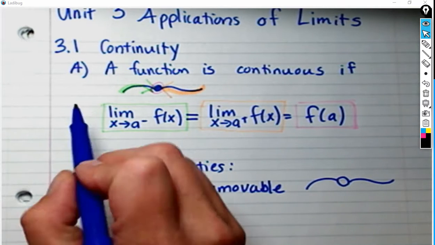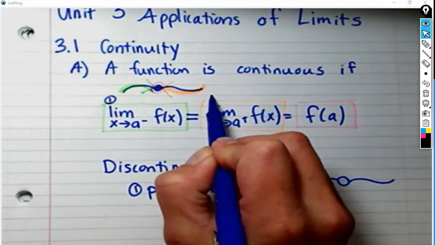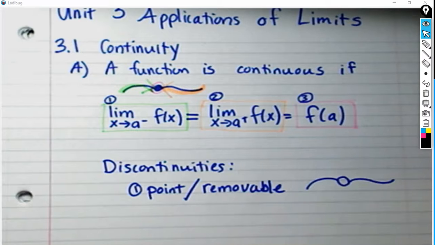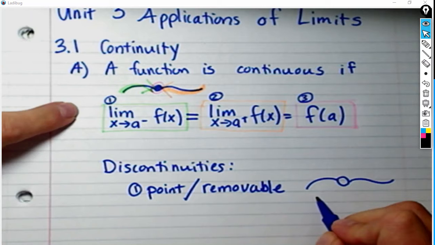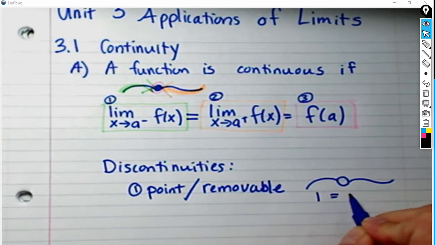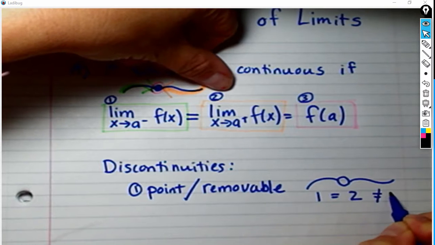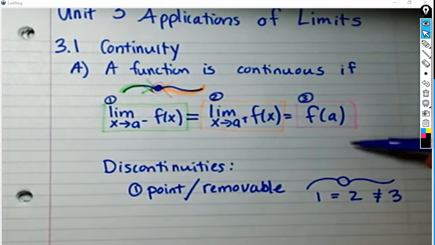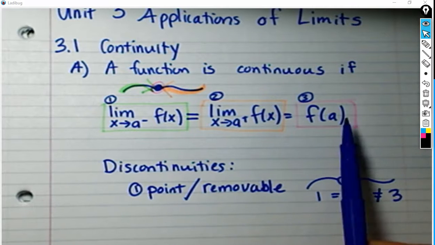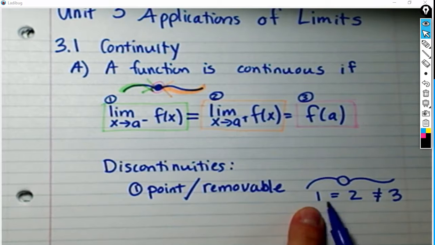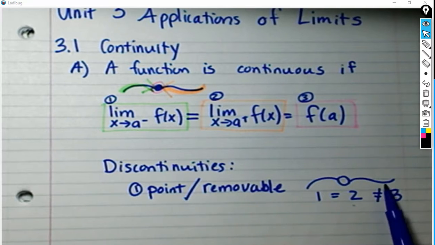Now, so I don't have to rewrite a ton of things here, 1, 2, 3, we have 3 statements up there. I'm just going to write down the numbers here. So the left limit is actually equal to the right limit, but it's not equal to the third statement. See that? 1, 2, 3. For this particular picture, the left is equal to the right, but not equal to the point.